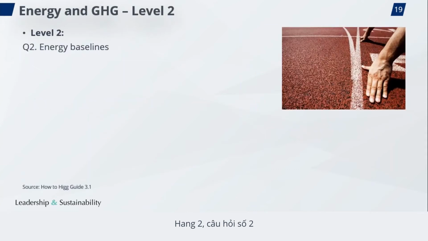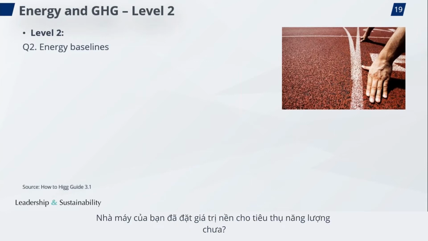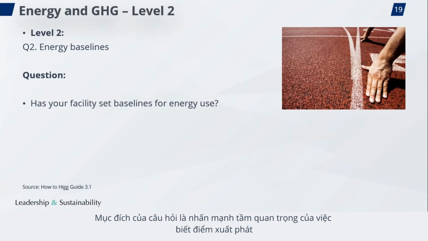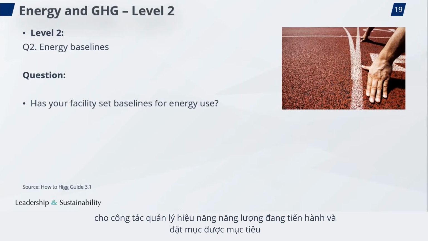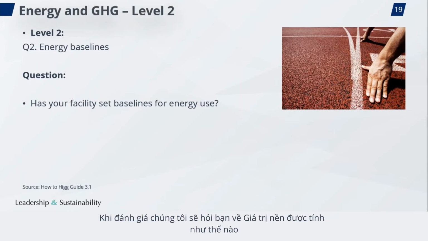At level 2, the first question: has your facility set baselines for energy use? The intent of this question is, it's important to know what your starting point is. Therefore, a baseline provides you with an overview and a clear reference point for ongoing energy performance tracking and target setting. During the verification, we will ask you to explain how the baseline was calculated.